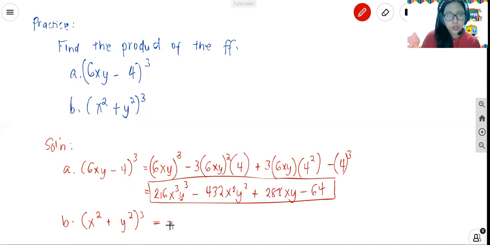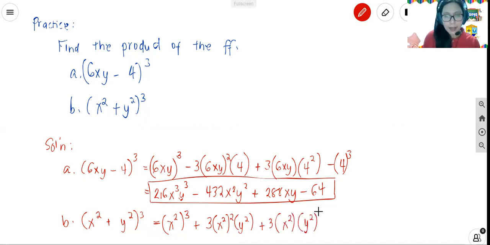So cube the first, plus, since it's plus, we have to follow the plus pattern. So everything is plus in the answer. So plus 3 times the square of the first times the last, plus 3 times the first term times the square of the last, plus the cube of the last term.